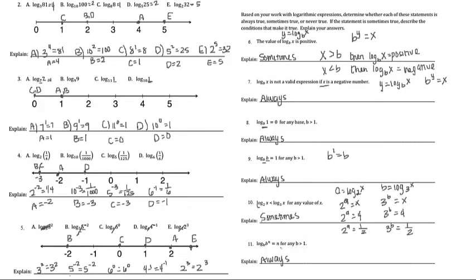Finally, number 11. Log base b of b to the n is equal to n. That's always going to be true. It's kind of like what we dealt with over here. This is simply saying b raised to the nth power is equal to b to the n. If you were to rewrite this as an exponential equation, this is what you would get, and that is always true. B to the n is equal to b to the n.